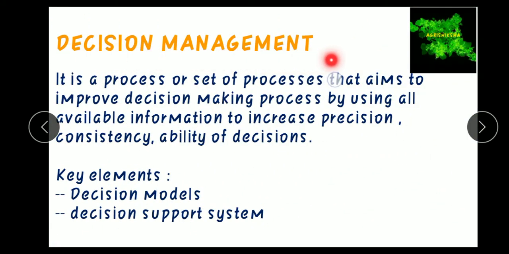Now, the important thing is management of decision making. That is decision management. It is a set of processes that aims to improve the decision making process by using all the available information to increase the precision, consistency, accuracy and ability of the decisions.